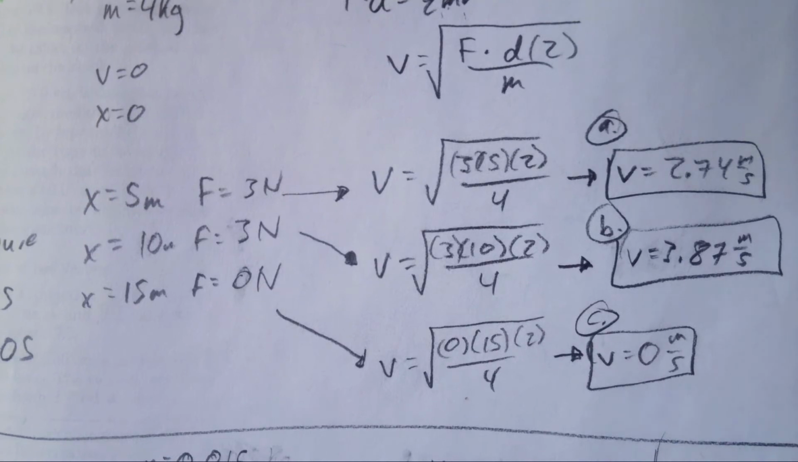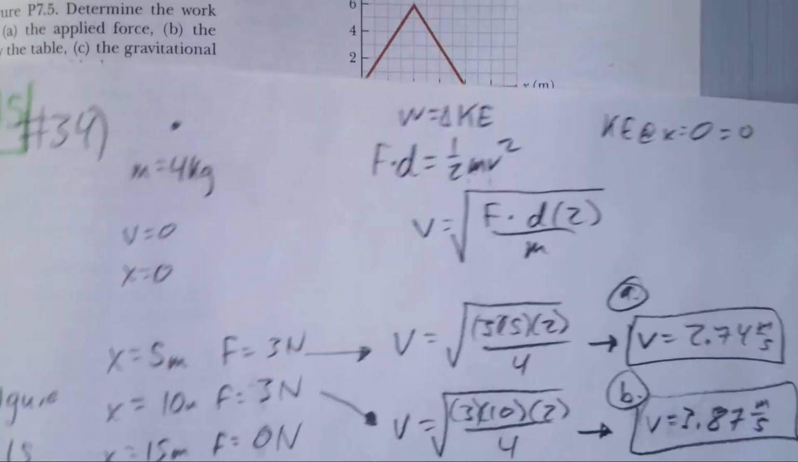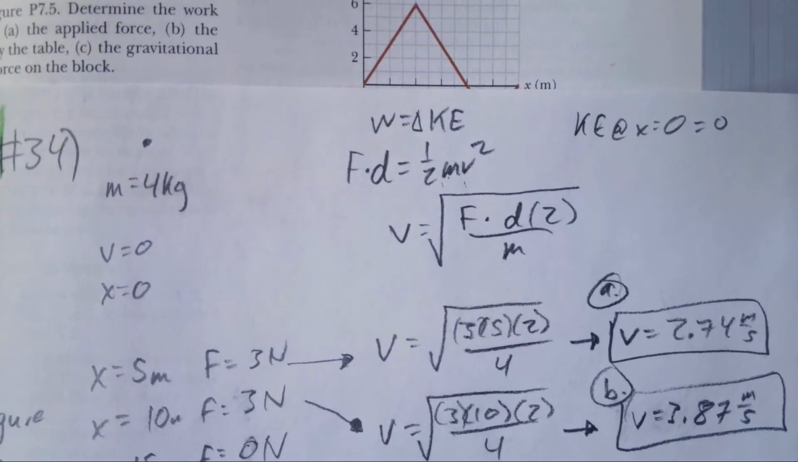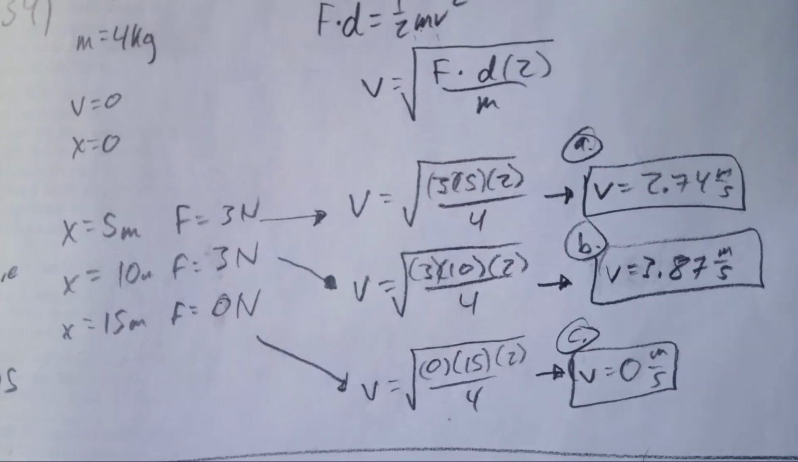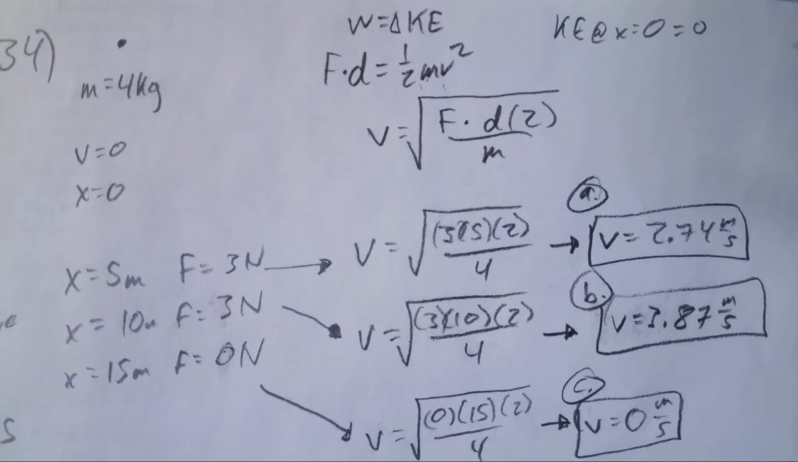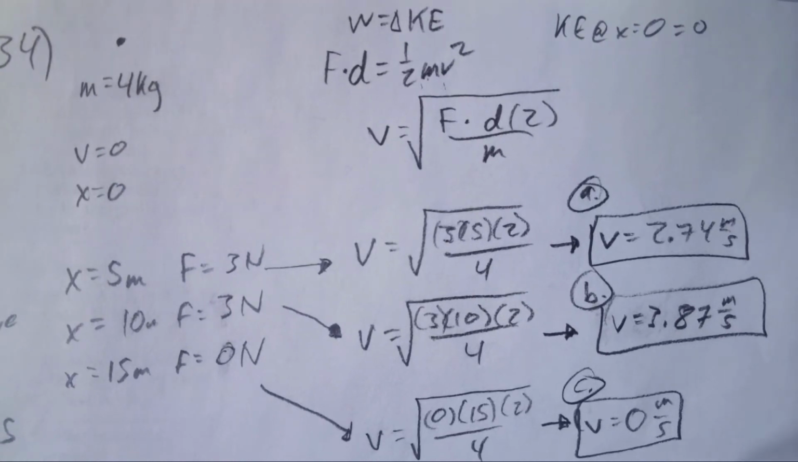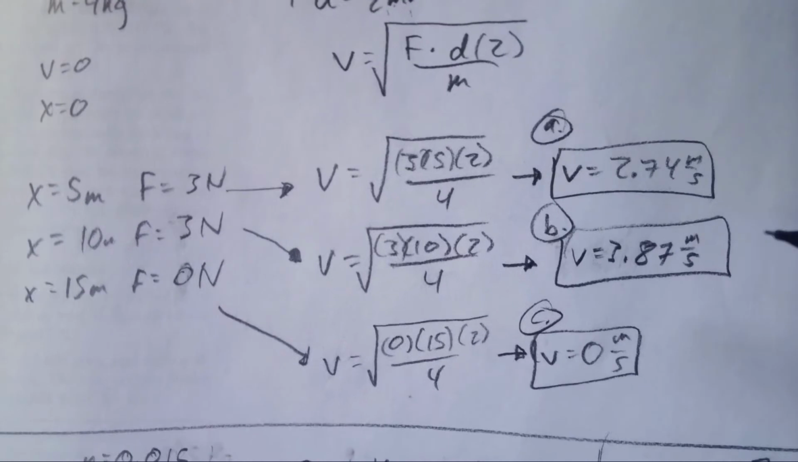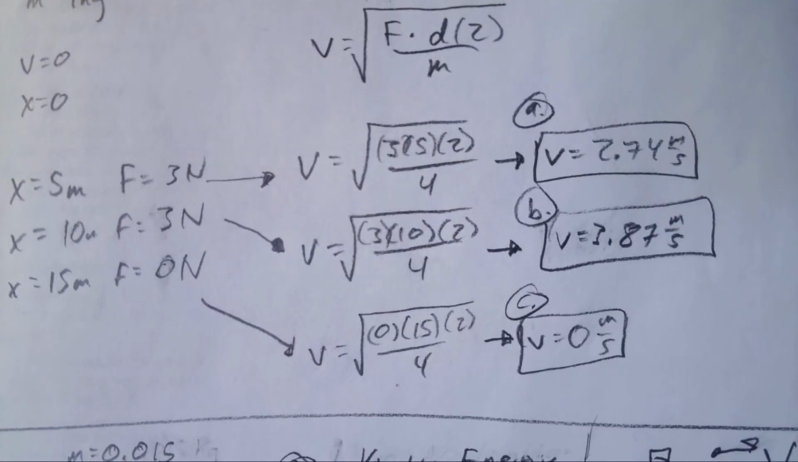And then the last one, there's no force being applied. The biggest thing about work is that if there's no force being applied, the work will equal 0. So you can't increase something's kinetic energy. You can't make it go faster in this specific case. So it has a velocity of 0.